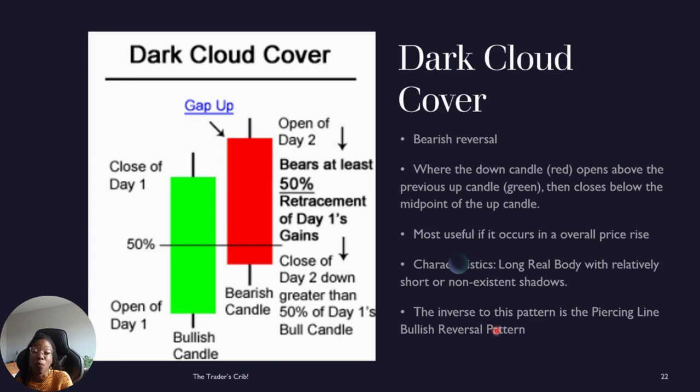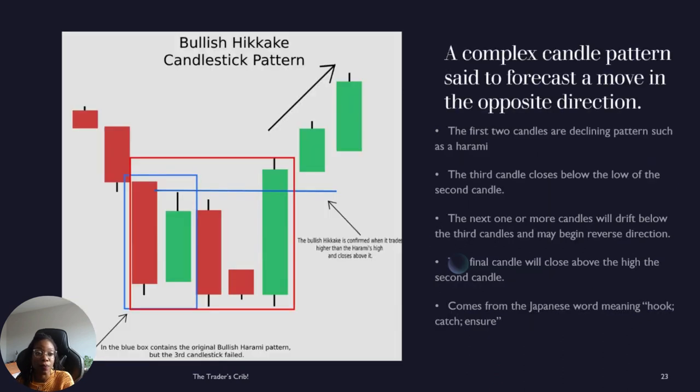Now let's continue to more complex candlestick patterns that I believe traders should know. Dark cloud cover. The dark cloud cover pattern is a two-stick candlestick pattern. It's usually a bearish reversal pattern where the down candle opens above the previous up candle, then closes below the midpoint of the up candle. Most useful if it occurs in an overall price rise. Characteristics will be a long real body with relatively short or non-existent shadows.